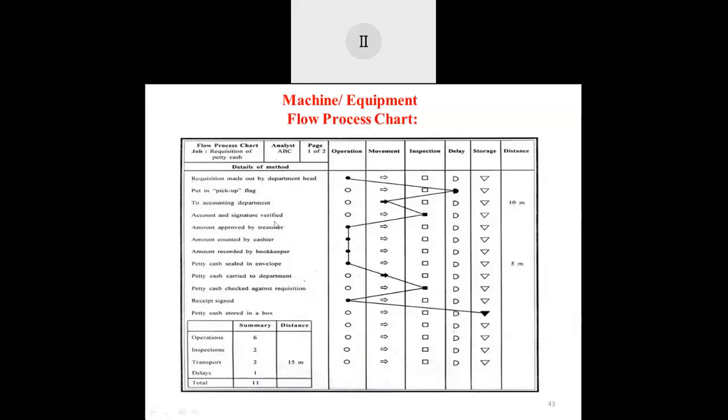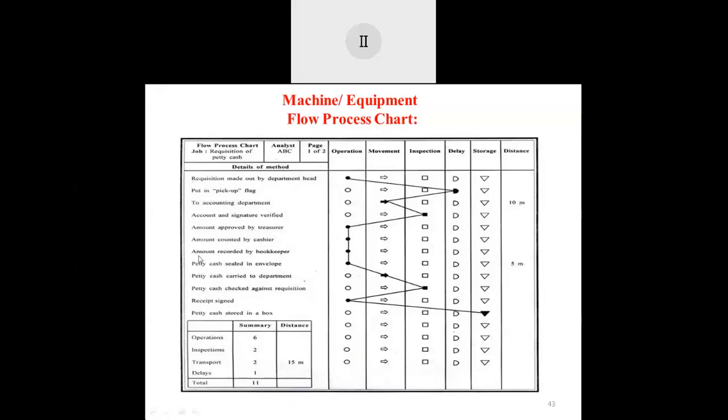After verification and analysis, the amount is approved by the treasurer. After the treasurer, approval means some operation is going on. Then next is the cashier: the amount is counted by the cashier. The cashier will count whether the amount has been provided, and whether it is correctly provided or not. So that's why it is again another operation.